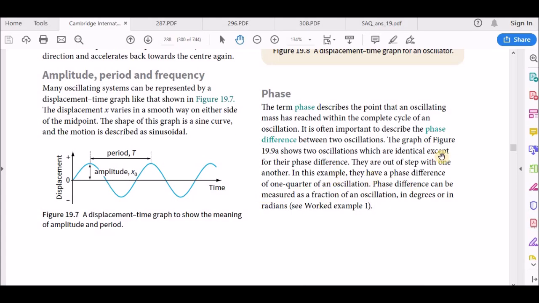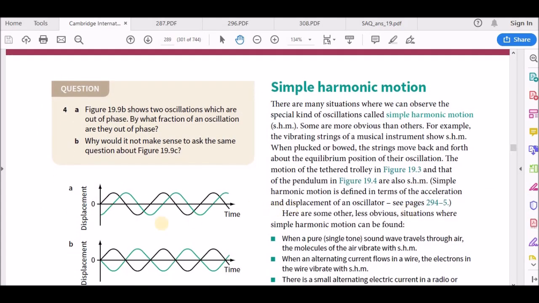So remember this, they are out of step with one another, and they have a phase difference of 1/4 of an oscillation. So that means one wave is ahead of or lagging behind the other by a quarter of a wave. Phase difference can be measured as a fraction of an oscillation, so I said quarter of a wave, in degrees or in radians. When we say phase difference, we give it in terms of angle, and angle can be in degrees or in radians. Now can you see it's quarter of a wave?